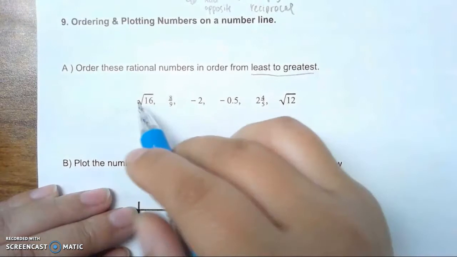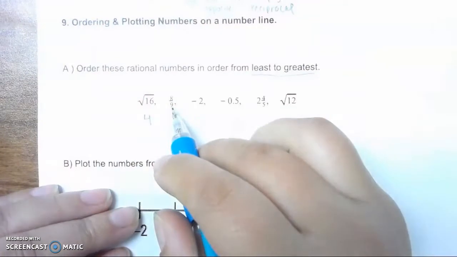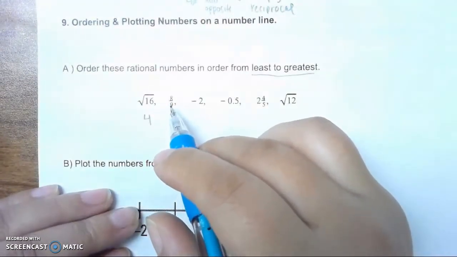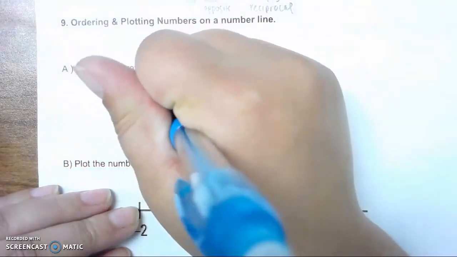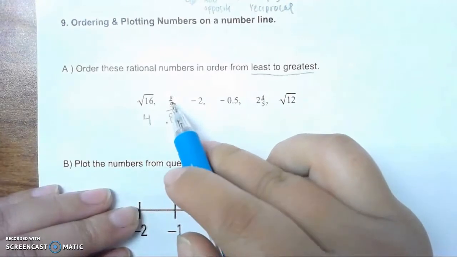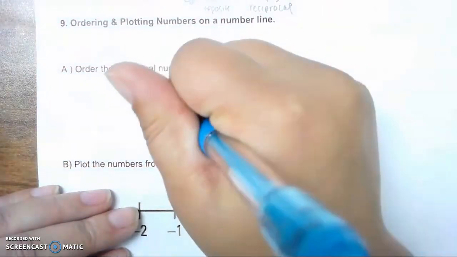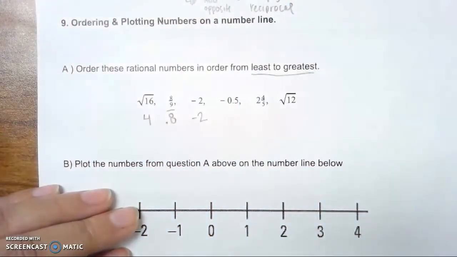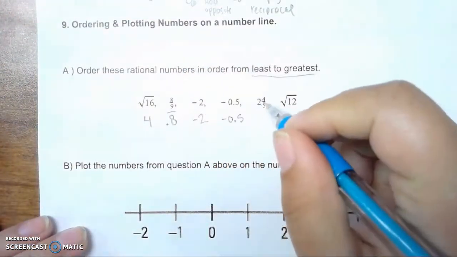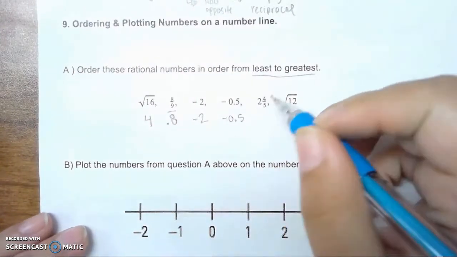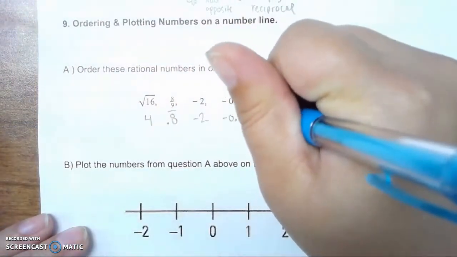So, first, the square root of 16, that's going to be 4. 8 over 9 is going to be 0.8 repeating. Remember, just divide 8 over 9. Negative 2 is going to be negative 2. Negative 0.5 is negative 0.5. 2 4/5. Remember, 2 is the whole number. Then divide out 4/5, which is 0.8.